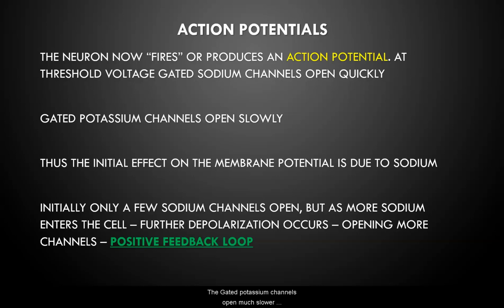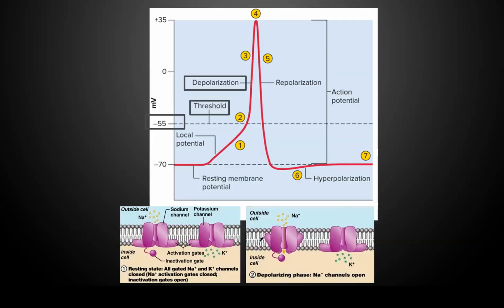Now, the gated potassium channels open much slower, and we'll talk about what happens to them later. So, thus, the initial effect on membrane potential is due to the influx of sodium. Initially, only a few sodium channels open, but as more and more sodium enters the cell, further depolarization occurs, and more channels open. This is, of course, a positive feedback loop.